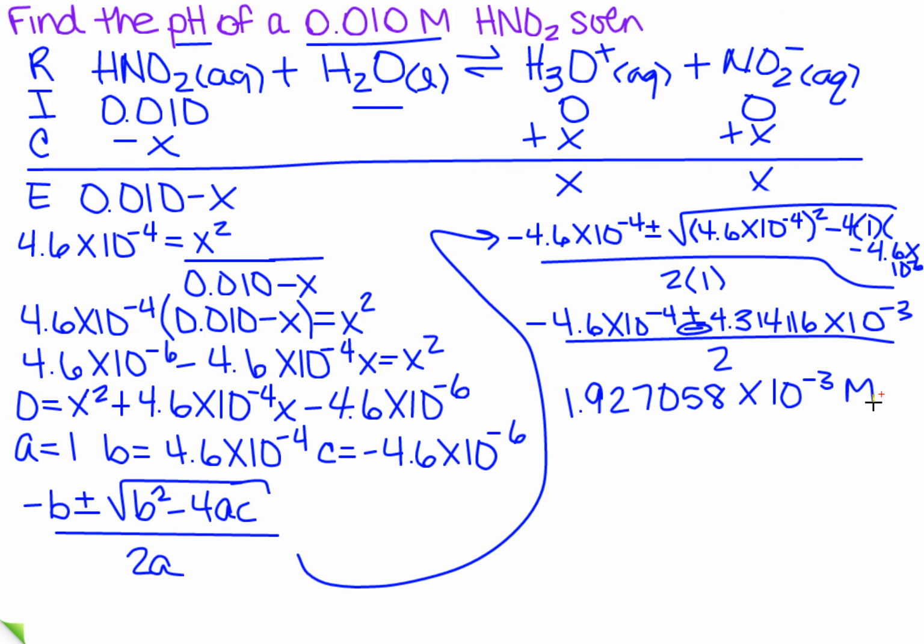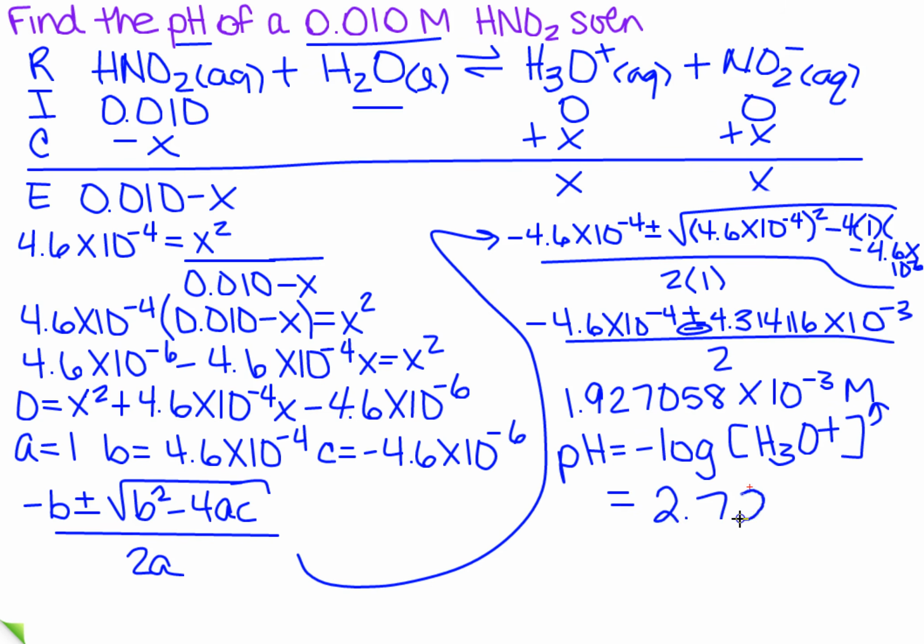But I didn't care about the hydronium, right? I actually ultimately want the pH. So I just take the pH is equal to the negative log of the hydronium concentration, which is what we just found above. So that's this number right here. So when I plug that in, remember I want 2 decimal places for significant figures. So I get 2.72.